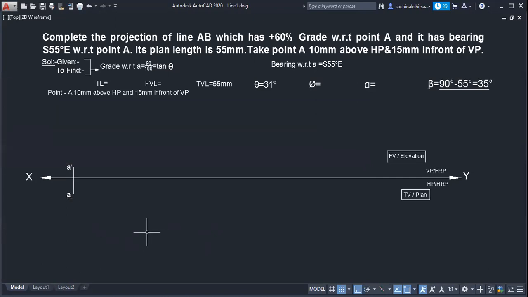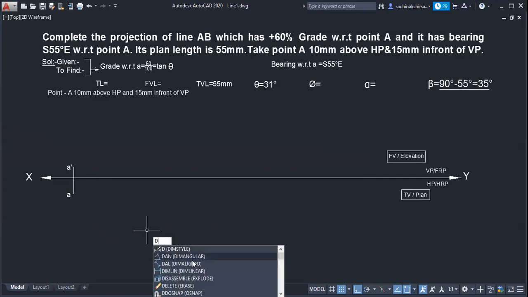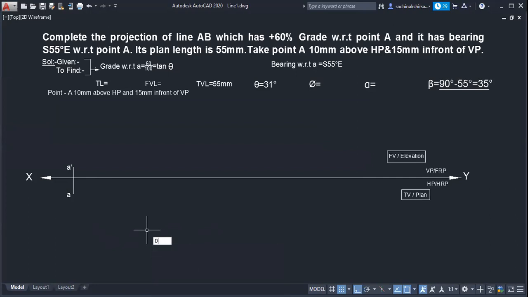Now, what do I have to do? Distance. I will give the distance. So how much is it above HP? 10 mm. How much is it in front of VP? 15 mm.